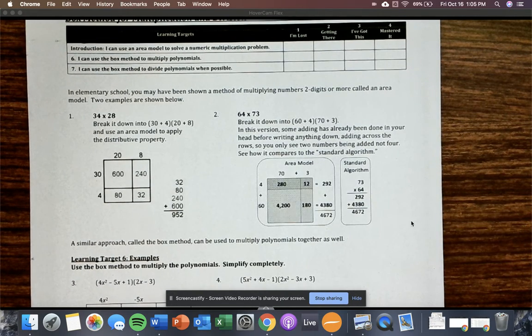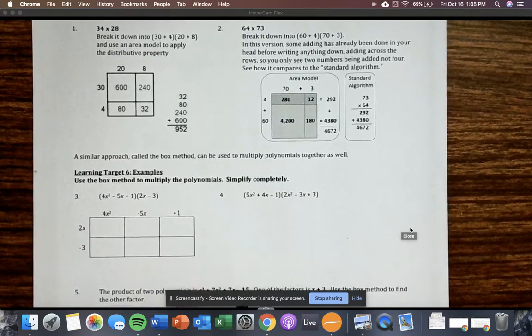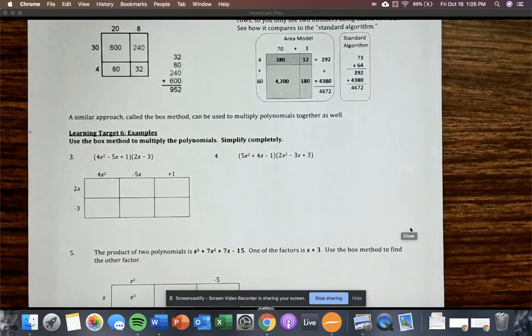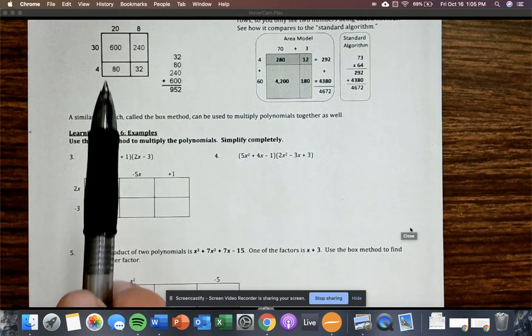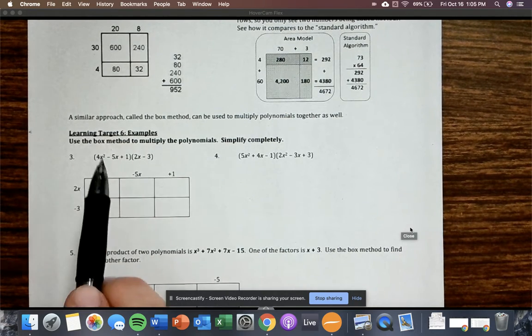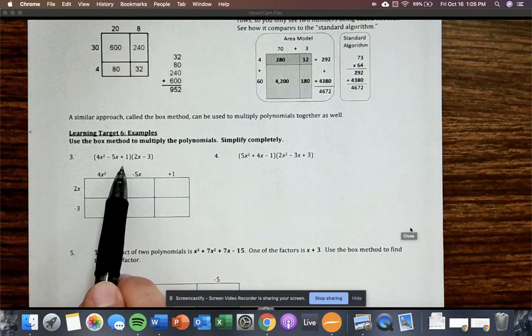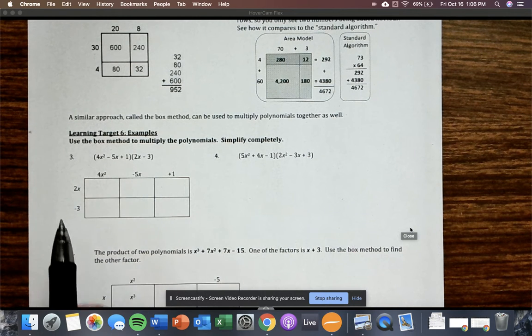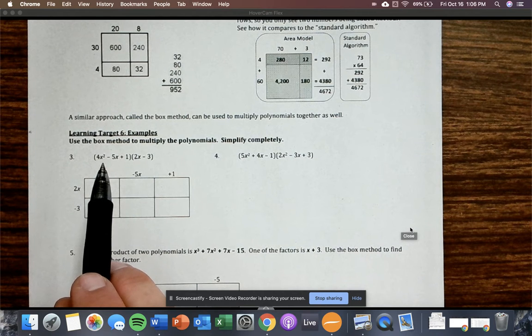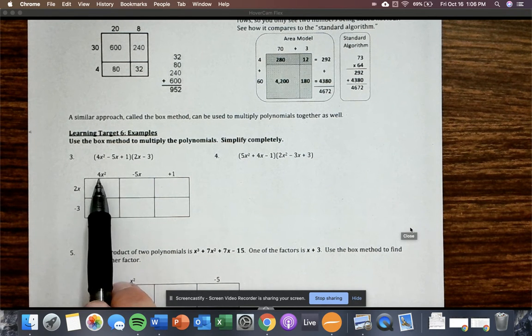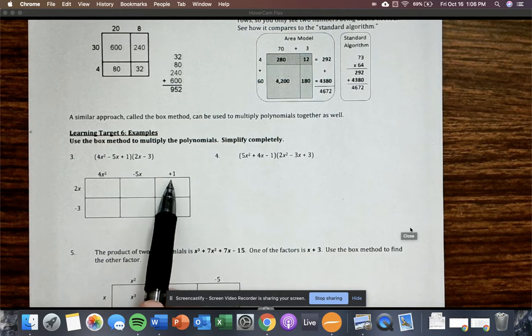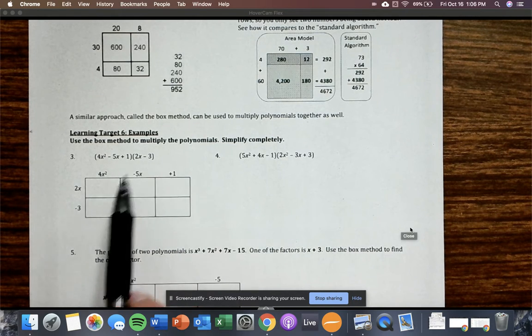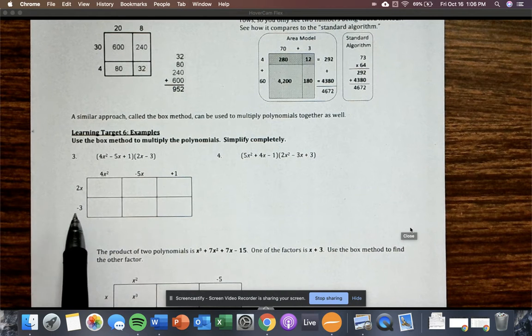So let me just get this ready to go. So let's look here. Number 3. We're going to use the box method to multiply polynomials. And the way we do this is the exact same way as we would multiply two numbers. We're splitting it into parts, which it's actually already split up for us, and we're just going to multiply those parts together. All right, so here we have 4x squared minus 5x plus 1. Well, we're going to write that on the top here, 4x squared minus 5x plus 1. Then this 2x minus 3, we're going to write on the side here, 2x minus 3. Then all we have to do is multiply these terms together.